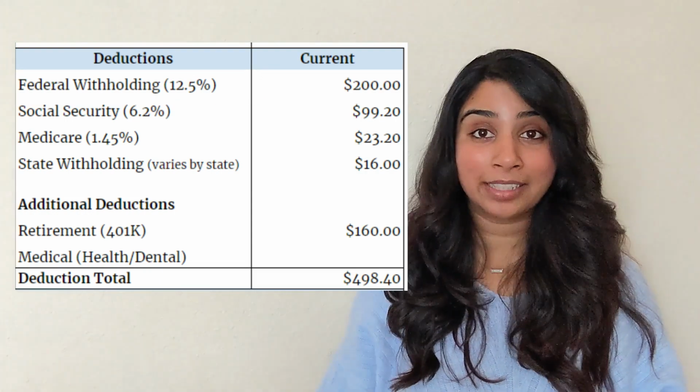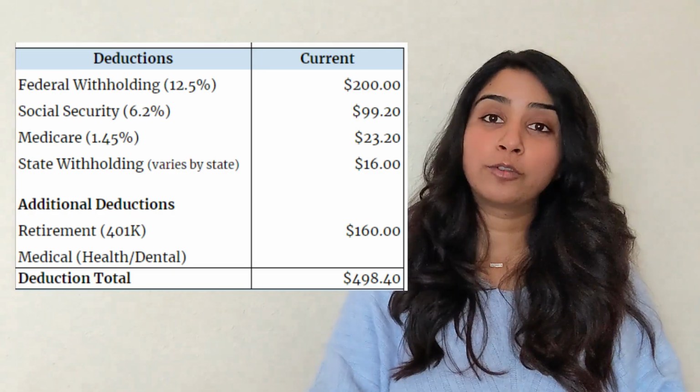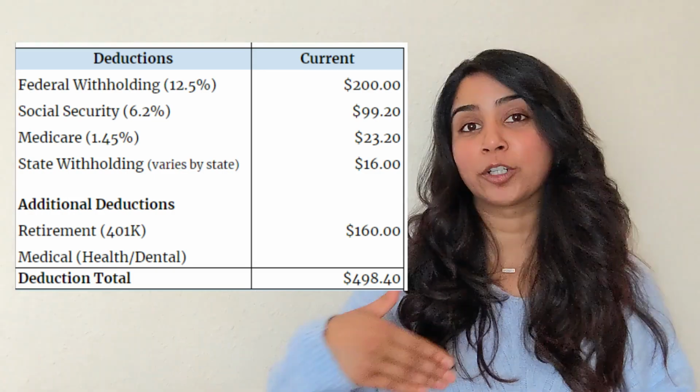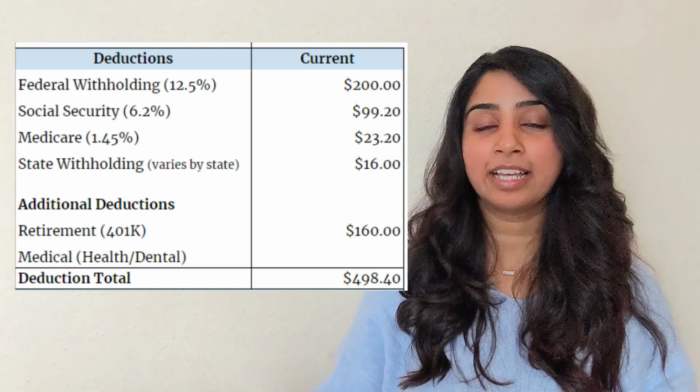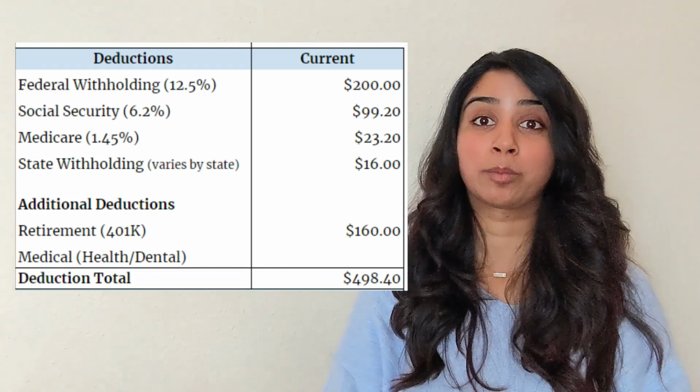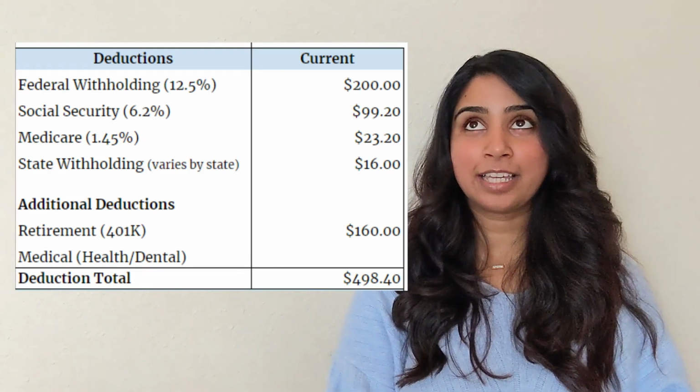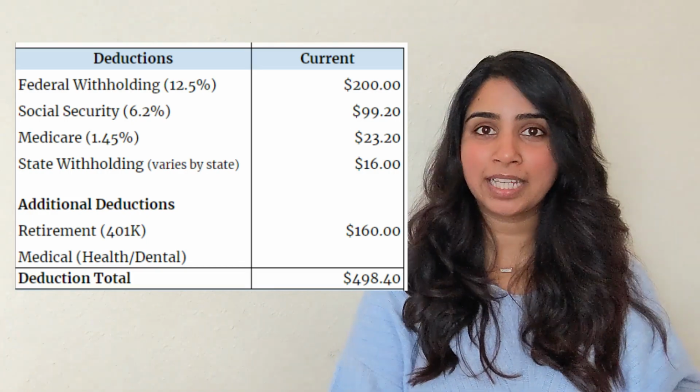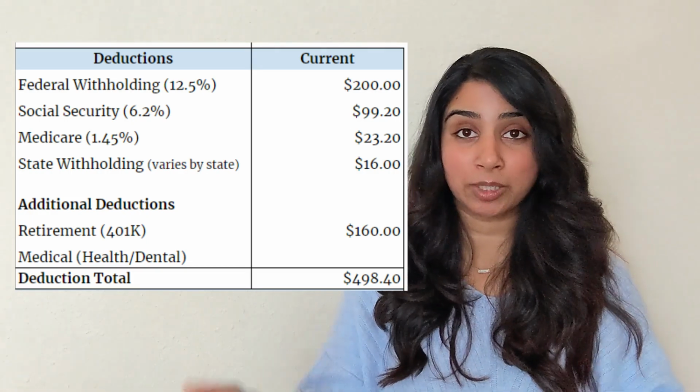Income tax is dependent on your income. So if you have a higher income, you're going to be taxed at a higher percentage rate. If you have a lower income, you're going to be taxed at a lower percentage rate. Currently, the income tax brackets start at 10% and then go all the way up to 37%.